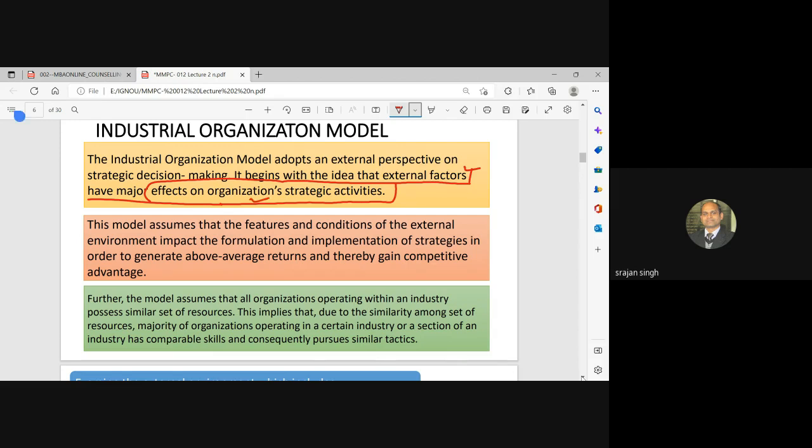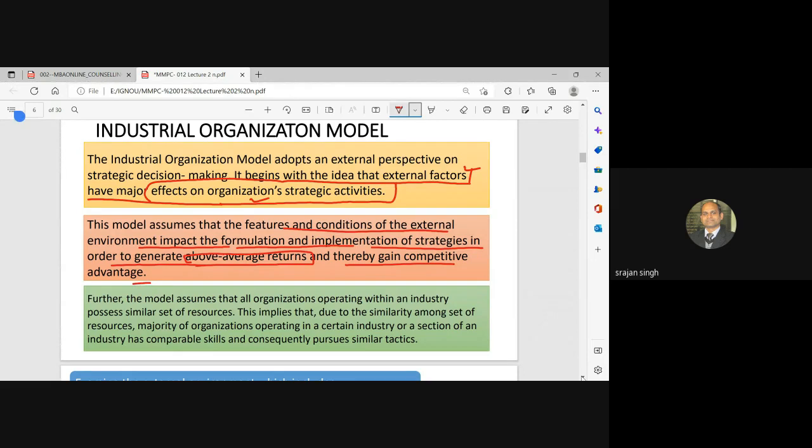Organizations have to make strategies specifically. They try to cope with the challenges, to meet the challenges which are present in the external environment. Next, this model assumes that the features and conditions of the external environment impact the formulation and implementation of strategies in order to generate above average returns and thereby gain competitive advantage.